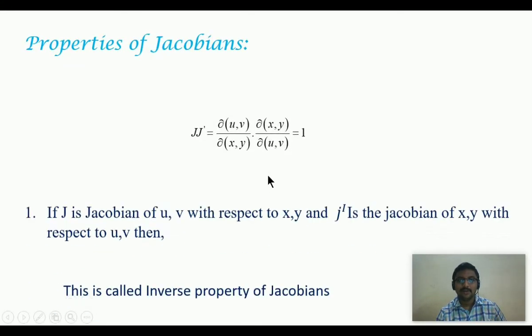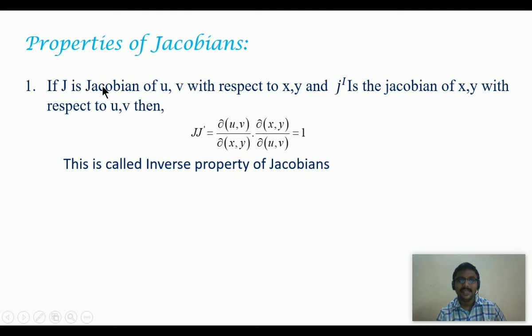Properties of Jacobians. Property: if J is the Jacobian of (u, v) with respect to (x, y), and J' is the Jacobian of (x, y) with respect to (u, v), then JJ', that is ∂(u,v)/∂(x,y) into ∂(x,y)/∂(u,v), is 1. The product of the two Jacobians is equal to 1. This is called the inverse property of Jacobians.